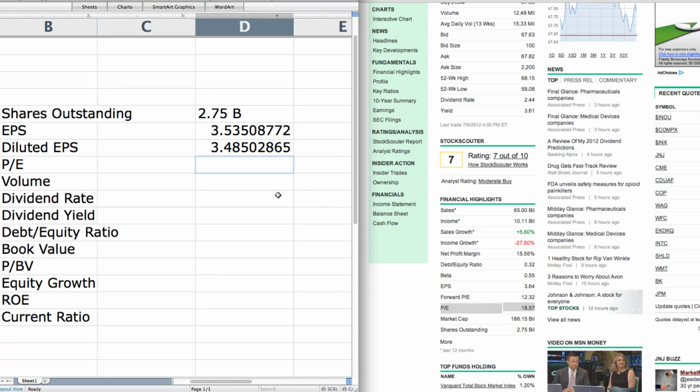So for Johnson & Johnson right now, we've got to spend $18 to make $1 in a year. That's not all that great. You can find a lot of companies that have a PE of 10 or lower, and that's really what you're looking at for the current market conditions.